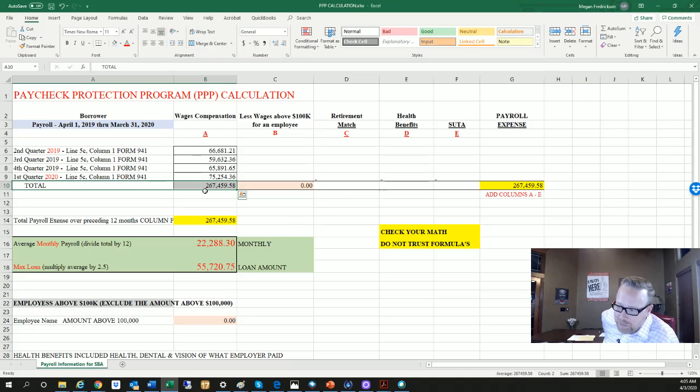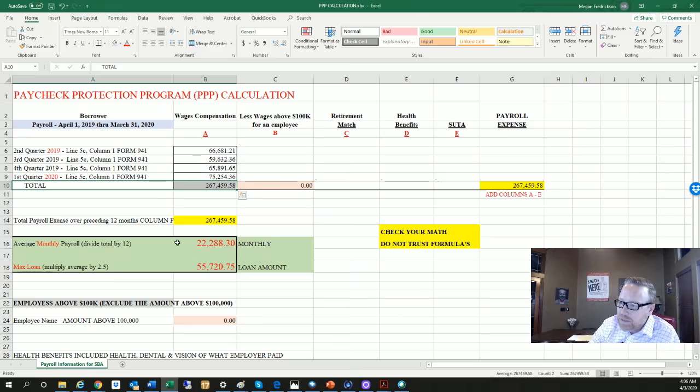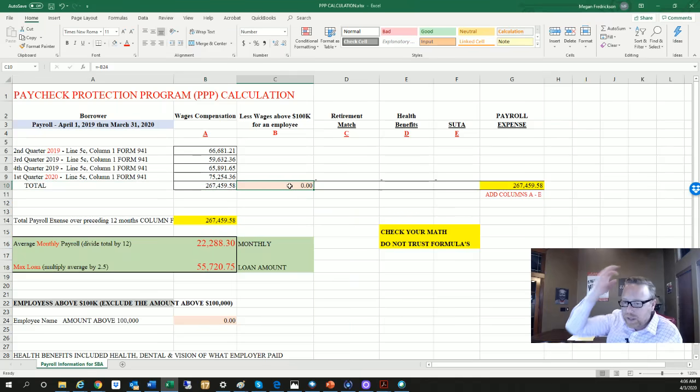And where did that come from? Okay, it came from 941, and it is the Medicare wages. Now, you'll have to look at your payroll detail to see in this time period who got paid more than 100 grand. Because I am so sorry, whoever made over 100 grand, you're not able to include it.